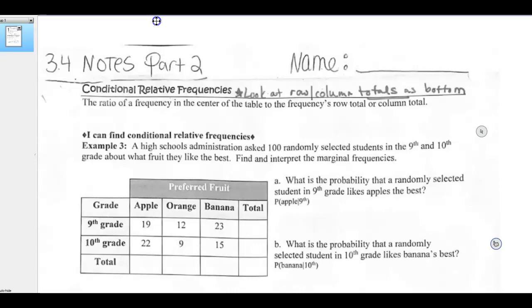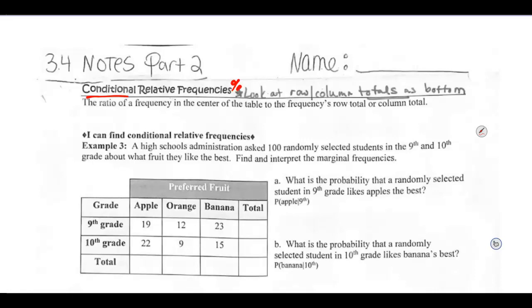It's going to tell us which total to use. We're going to go by columns or rows, and we might not always use the grand or big total. We have to read the problem to see which total it wants us to use. So looking at the first part of the notes, let's just look here. Conditional is the key word there, and again, relative frequency just means percents.